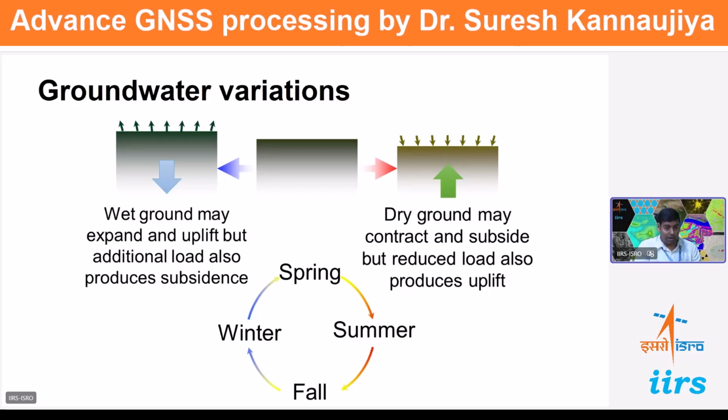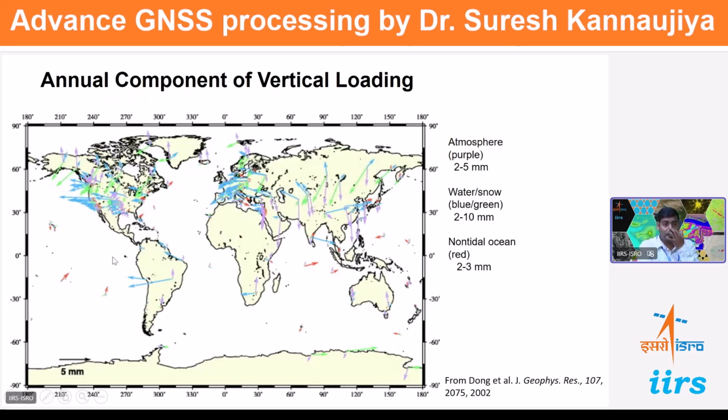So when it gets contracted and then comes again to its natural position, this contraction and expansion is taking place. Due to this, we get negative and positive values, mainly in the vertical component. So this is the annual component of vertical loading. You can see how it takes place globally, all around the world. This is the vector of the vertical loading, and you can see the direction is also different. It is not the same in all the plates.